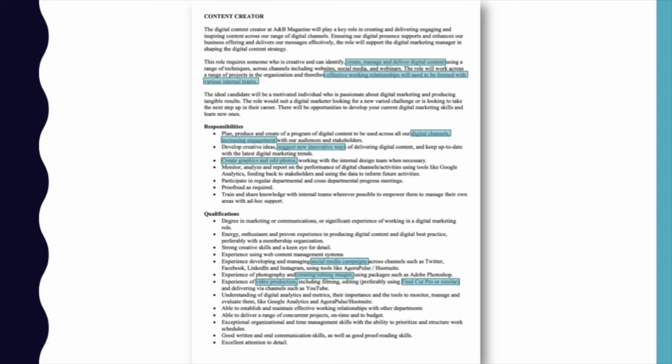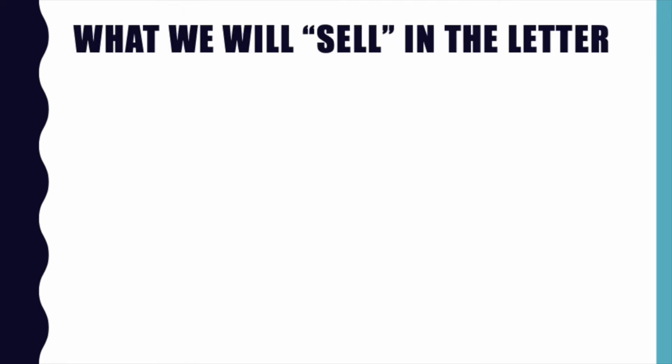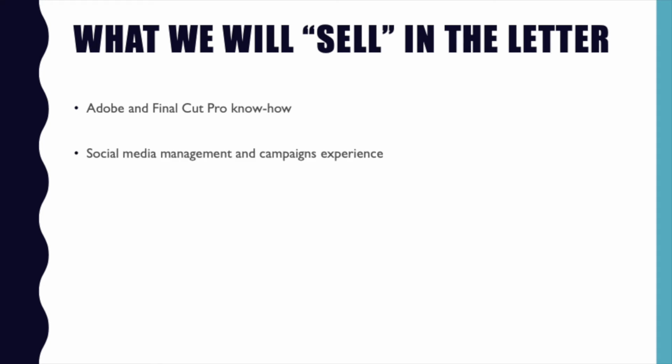And then we'll go to the qualification section. Things that stand out here from my experience might be social media campaigns, creating editing images, video production, and then Final Cut Pro or other programs that are like that. Now that we've identified the things that we want to highlight in terms of the things that we can offer that company, we can move on. Let's summarize what those are. Adobe and Final Cut Pro know-how, experience using social media and creating engaging social media campaigns, and then successful work with different teams and different individuals.